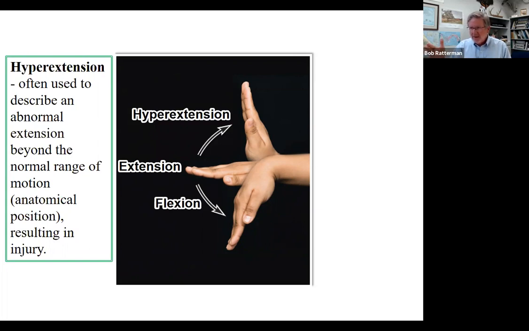However, we don't necessarily have to injure ourselves as we hyperextend our hand. Okay, so if we go beyond the 180, that's hyperextension. If we bring the angle such that it becomes less, that again is flexion. So flexion, extension, hyperextension, going beyond the normal range.